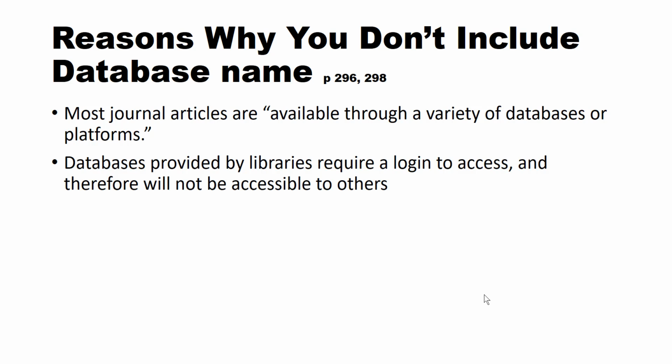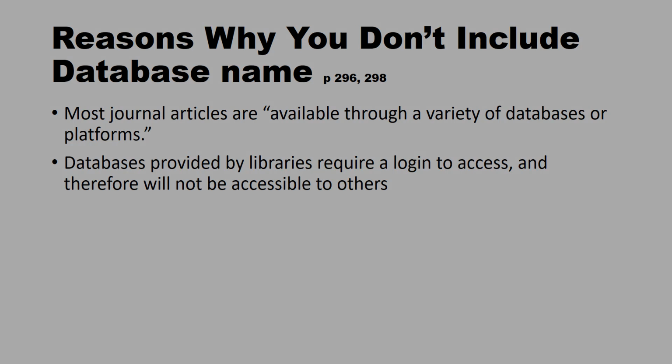Now, if you are in doubt as to whether to include database information in a reference, you should refer to the examples given for journal articles in Chapter 10 of the APA Style Manual, and that's on pages 316 to 320. You can also refer to the Purdue OWL website on APA Style. We will be talking about the Purdue OWL website later.